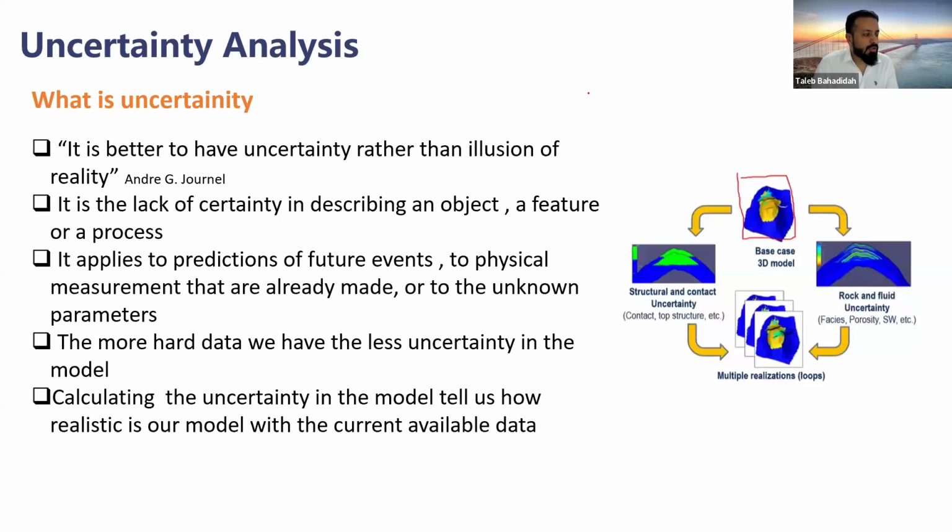And when we do the uncertainty, what is the definition for uncertainty? That you are not certain. There is lack of certainty in describing an objective. So we need to have uncertainty. We start with the base model first, and then you run several uncertainty runs. It applies to prediction of the future event. The more hard data we have, the less uncertainty we have. Calculating the uncertainty in the model tells us how realistic our model is. So that's why we are doing the uncertainty.